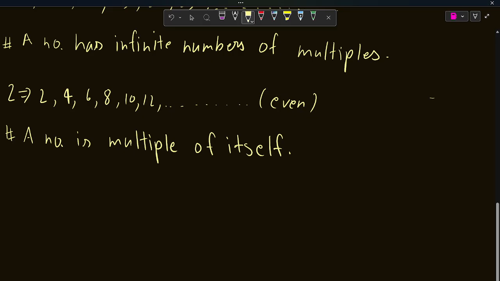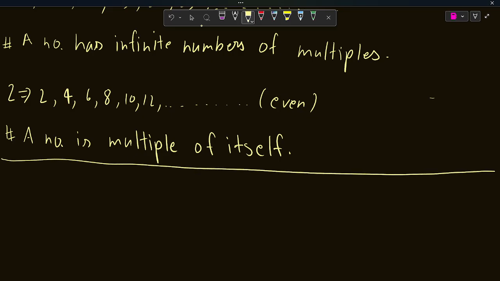Okay, so this was all about multiples. Now we are going to see some more points on factors and multiples. This time we will discuss multiples and factors together, and in this way we will compare what are multiples and what are factors.